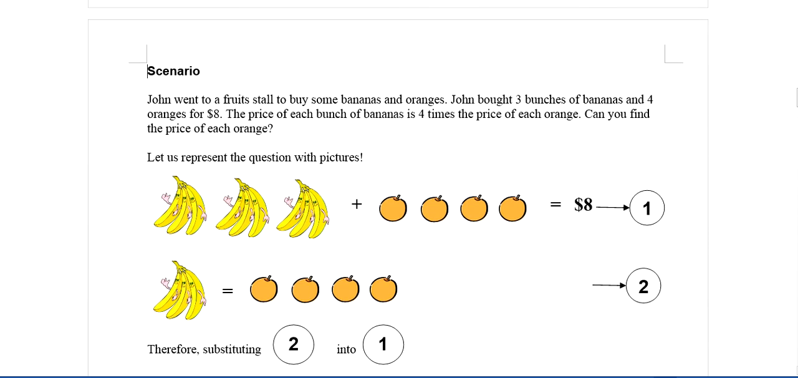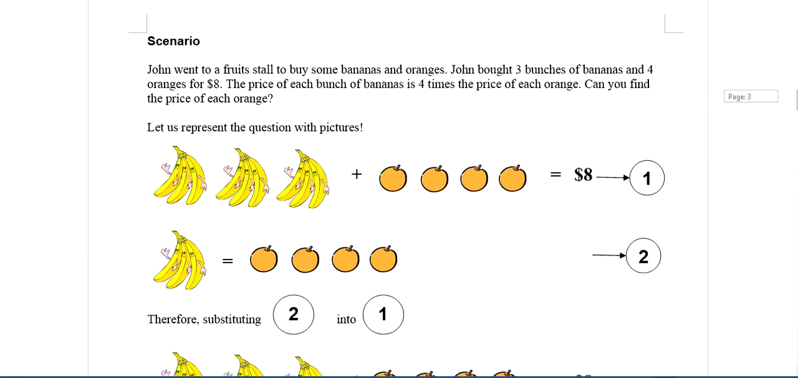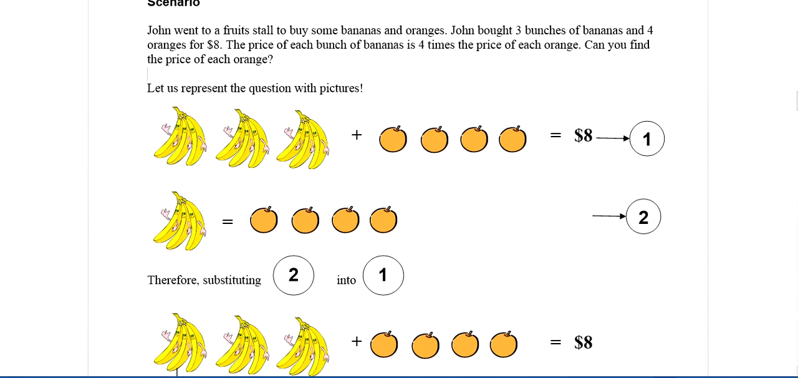So now what we're going to do is move into the scenario question, whereby we will learn how to form equations. Learn how to form equations and then we will solve them. Now this is a real life example of John going over to the fruit store to buy some bananas and oranges. So he was told that 3 bananas and these 4 oranges will cost $8.